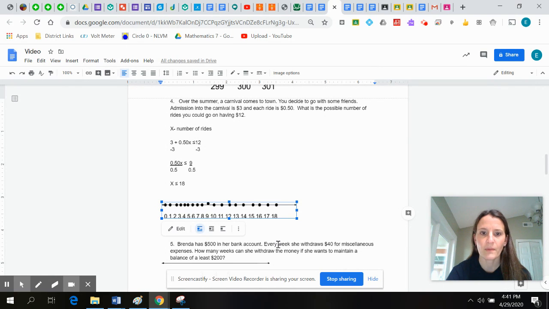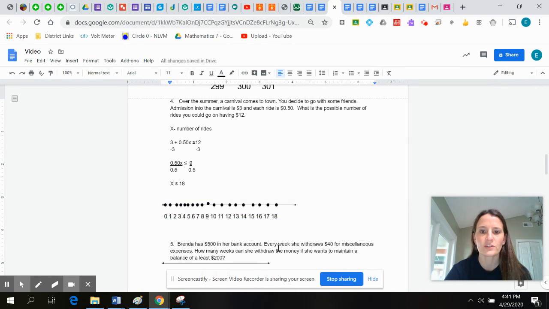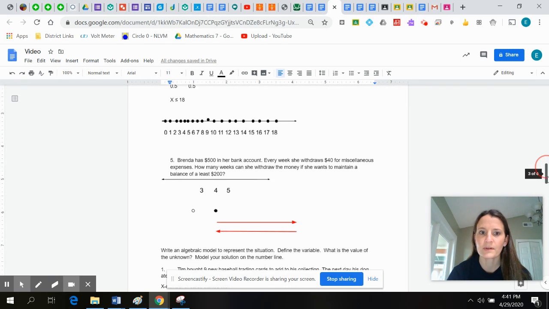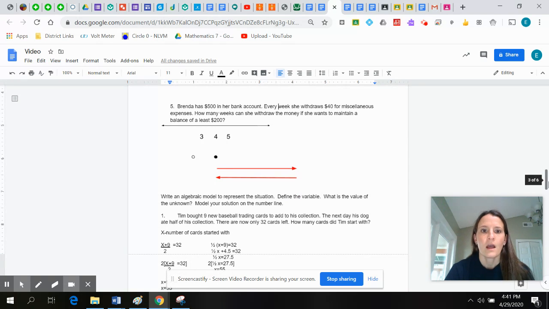We've got our algebraic model. We've defined our variable. We have our solution on the number line. All right, last one, best one, number 5. All right, Brenda has $500 in her bank account. Every week she withdraws $40 for miscellaneous expenses. How many weeks can she withdraw the money if she wants to maintain a balance of at least $200?